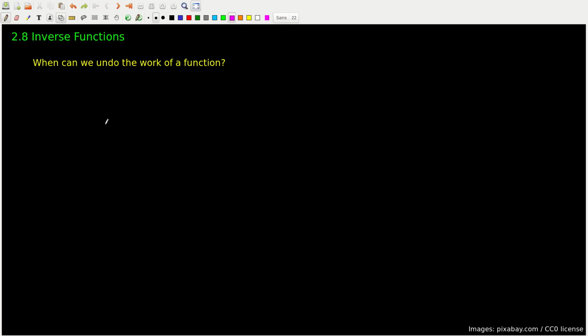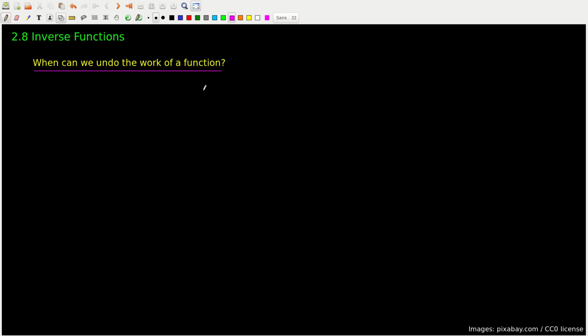G'day, welcome to our discussion today of inverse functions. Our general topic is when can we undo the work of a function? We've talked about a lot of different kinds of functions so far this semester. Today we're going to talk about when we can undo what those functions do to numbers.